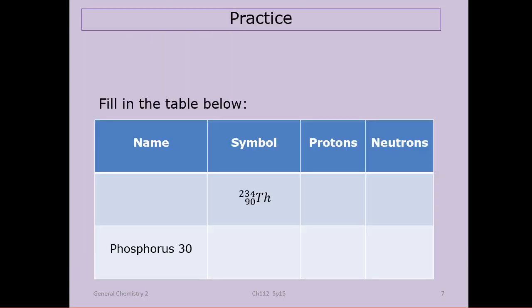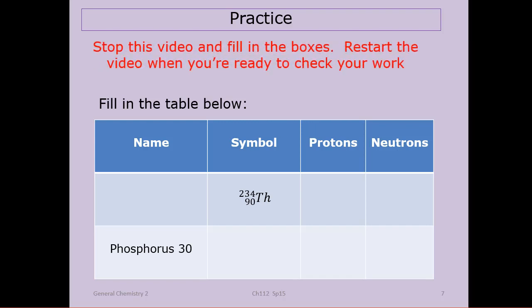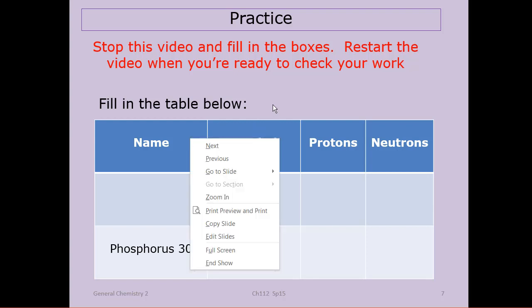With that in mind, I'd like you to practice your General Chemistry 1 skills. Can you take this symbol of thorium-234 and figure out its name, protons and neutrons? Can you take the name and then turn it into the symbol, the protons and neutrons? So why don't you stop the video, take a minute, and see if you can fill out this table and remind yourself of how you do that. This is great practice going into nuclear chemistry.